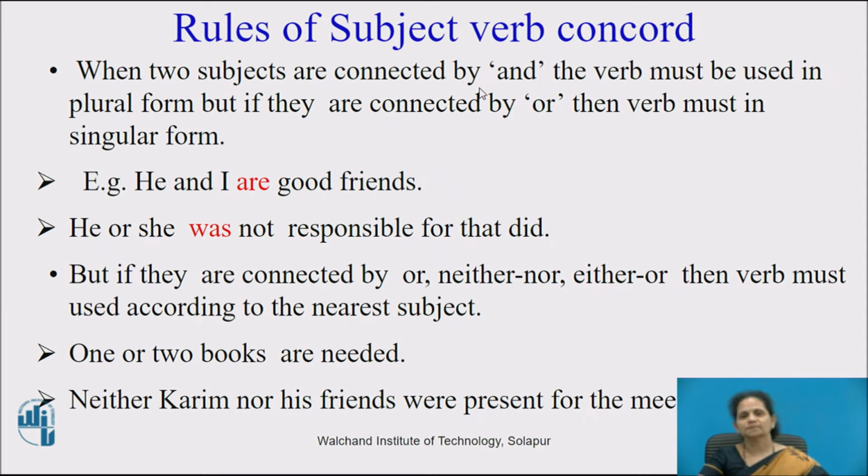See some of the rules of subject verb concord. When two subjects are connected by and, the verb must be used in plural form. But if they are connected by or, then the verb must be in singular form. See the example. He and I are good friends. Now here these two subjects are joined by and, that's why these are the plural form of the subject. So definitely the verb also should be in a plural form.